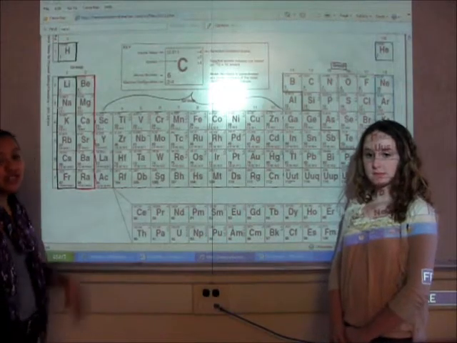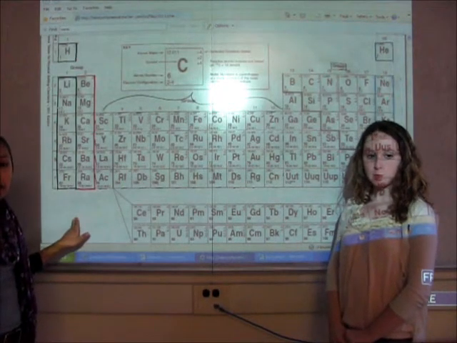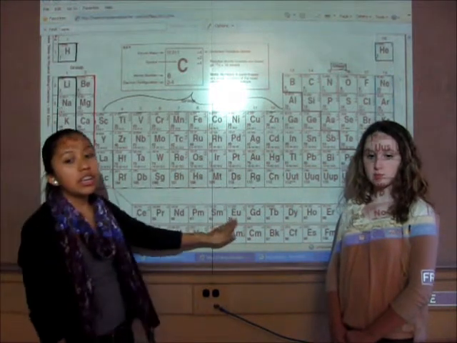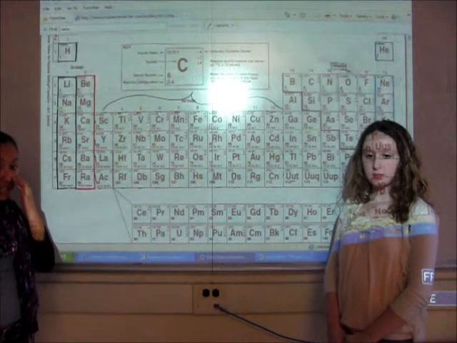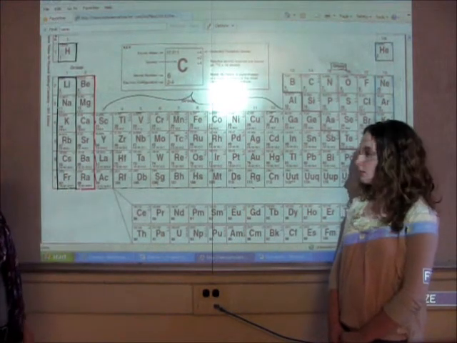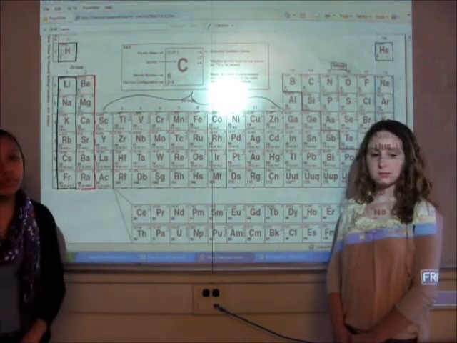Ionization energy decreases as you go down the periodic table. It increases as you go left to right. The number of occupied energy levels increases as you go down. It stays the same when you go left to right on the periodic table.